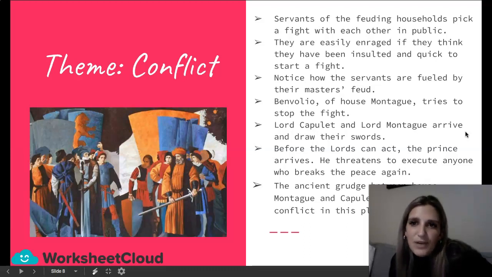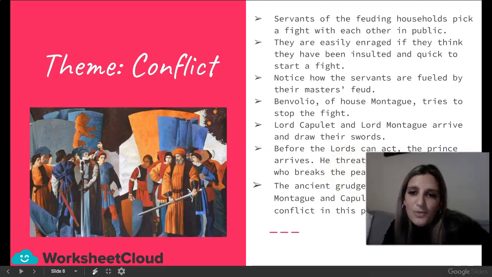They are easily enraged if they think they have been insulted and quick to start a fight. Notice how the servants are fueled by their masters' feud. So they fight against one another just because their masters have this age-long feud. Benvolio, who is on the Montague side, tries to stop the fight. Lord Capulet and Lord Montague arrive and draw their swords. Before the lords can act, the prince arrives. He threatens to execute anyone who breaks the peace again.